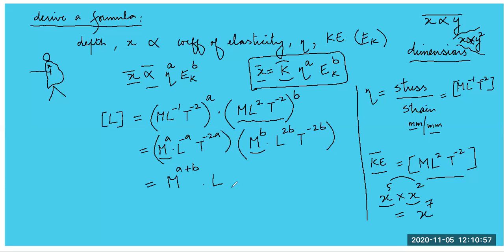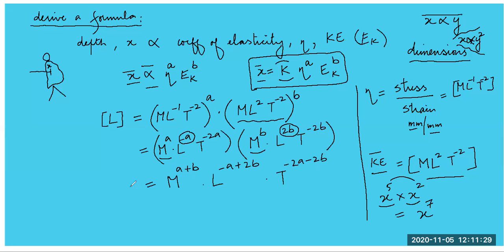Yes, Jasmine, can you tell? Just add these powers. Yes, very right. Just add these powers. So it will be minus A plus 2B for M, and for T it will be minus 2A minus 2B. You can write it like this, plus then minus 2B.